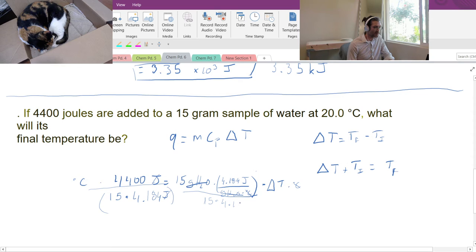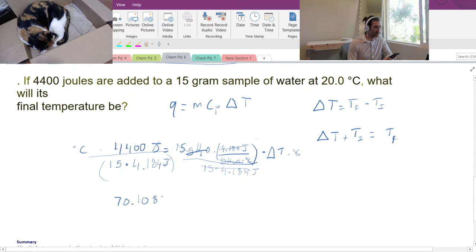And that gives me 70.108 degrees C as our delta T. Now we only have two significant digits here, so let's round it to two significant digits. Rounding to two, we have 70 degrees C as our delta T. So delta T is 70 degrees C plus T initial, 20 degrees C, is our final temperature. So final temperature, 90 degrees C. Ta-da!